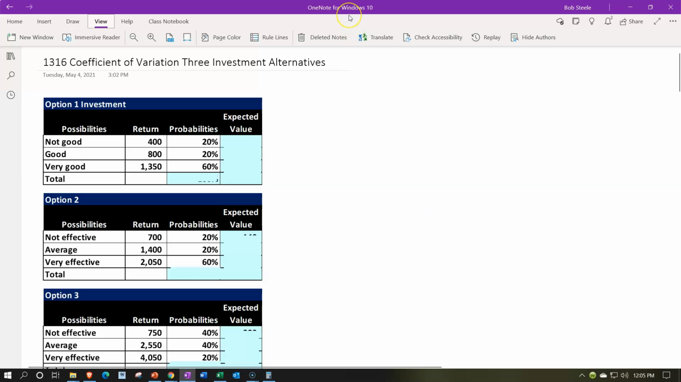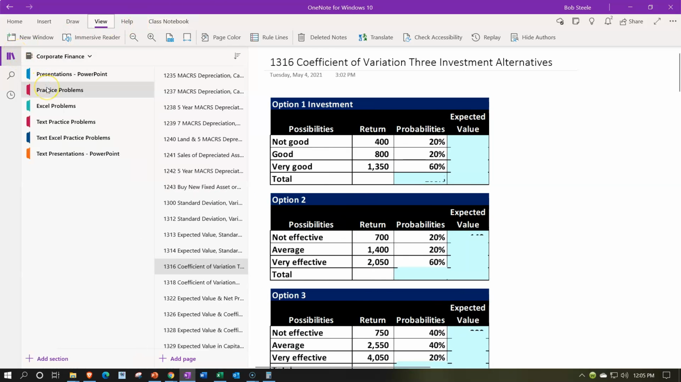Here we are in OneNote. If you have access to OneNote and would like to follow along, you're not required to, but if you would like to, we're in the icon on the left-hand side in the practice problems area, then down in the 1316 coefficient of variation 3 investment alternatives tab.